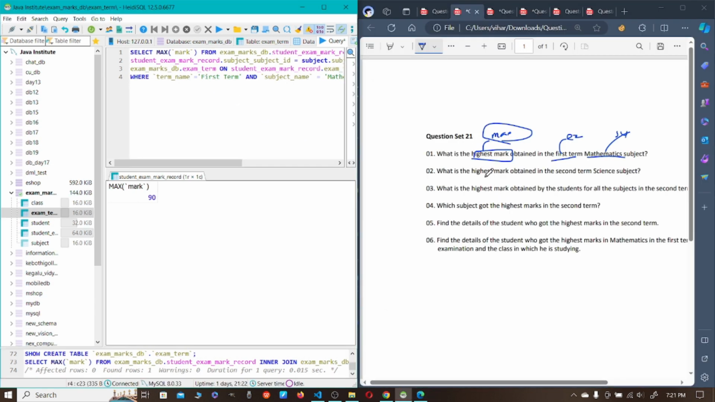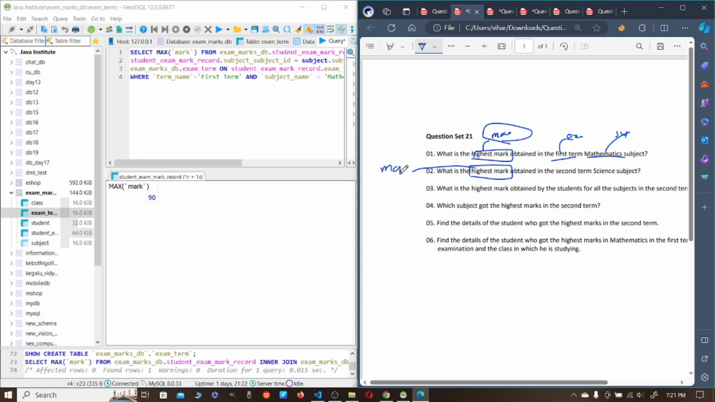Question number 2. What is the highest mark obtained in the second term science subject? Highest mark means that we have used the keyword max, and then in the second term science subject, as we have to find a mark, we have to use the student exam mark record table and the exam term table and the subject table. So in total we have to use three tables once again.